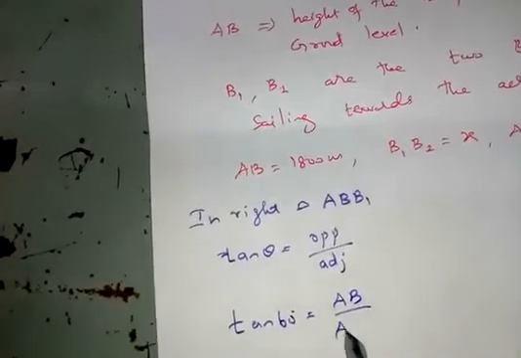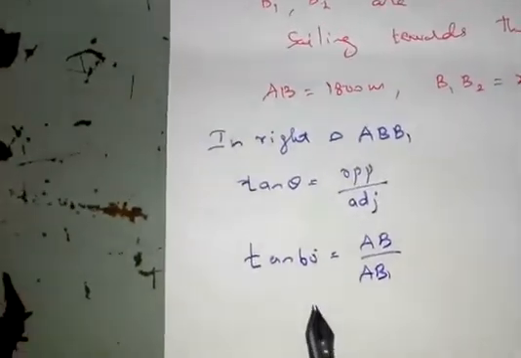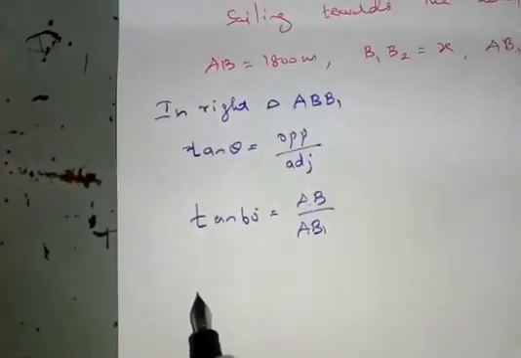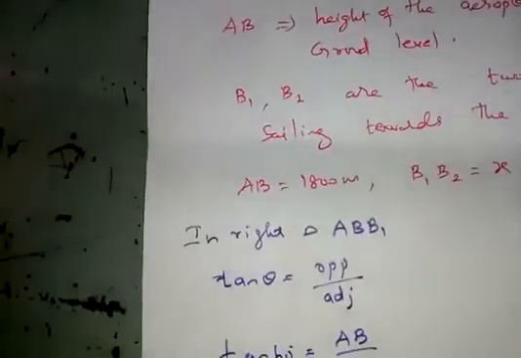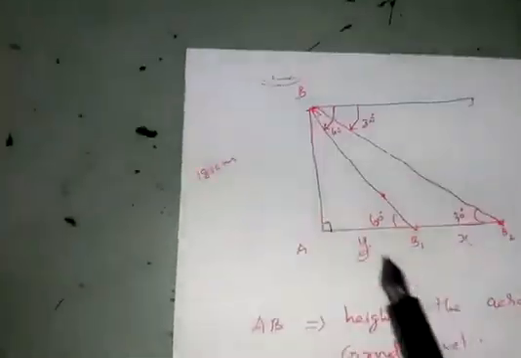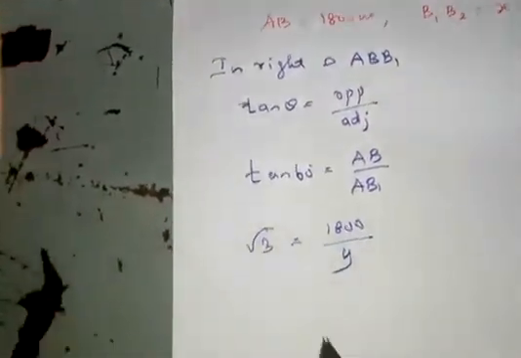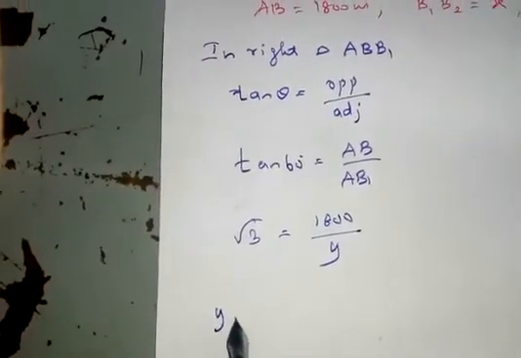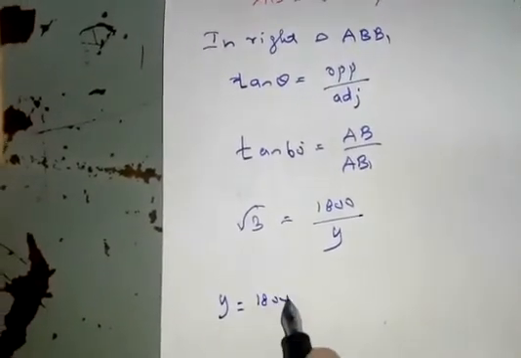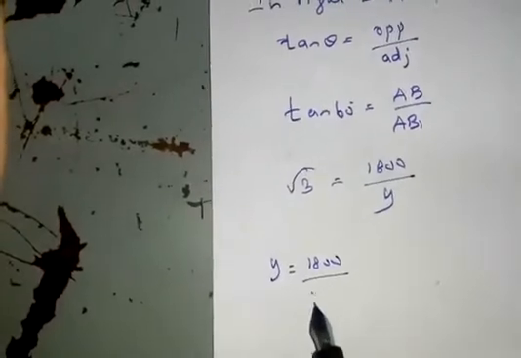Now what is tan 60 degree? Tan 60 degree is nothing but root 3. Root 3 is equal to the AB value, 1800 meter, divided by AB1, which we have taken as y meter. From this I am going to find y. Therefore y is equal to 1800 divided by root 3.